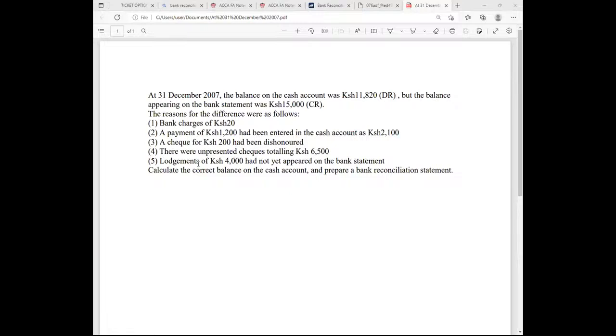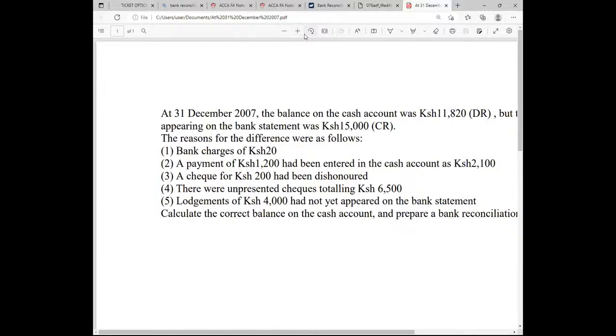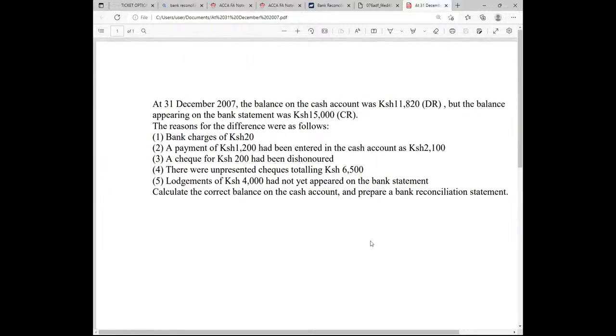So now we are told at 31st December 07, the balance on the cash account was Kenya shillings 11,820 debit. But the balance, I hope you guys are able to see this question. Are you able to see this question? I'm waiting for your response. If you're able to see it, comment there, and then most importantly, take a screenshot.